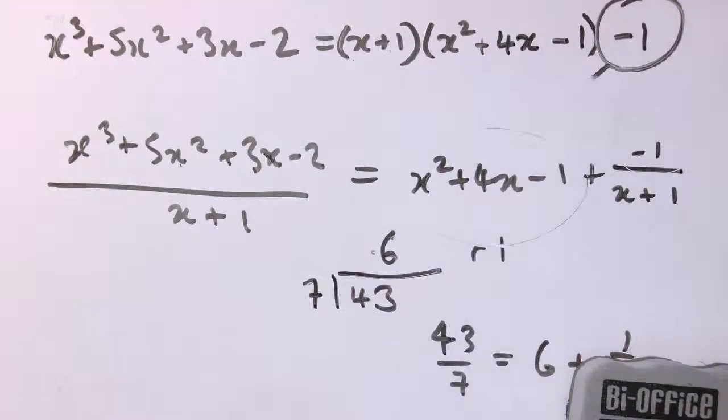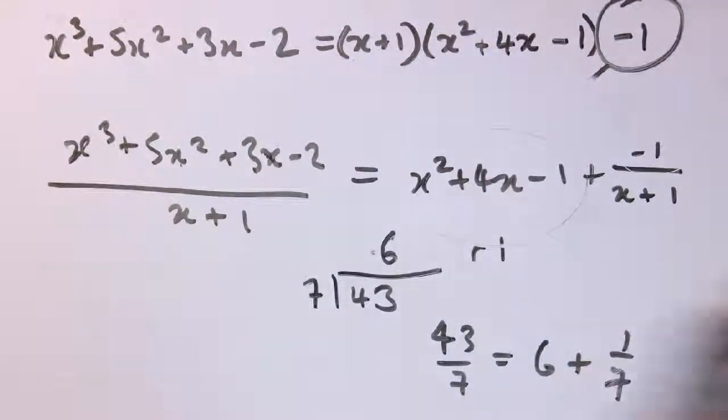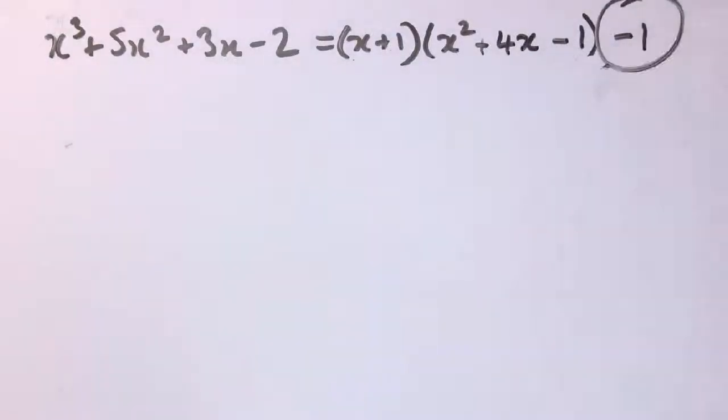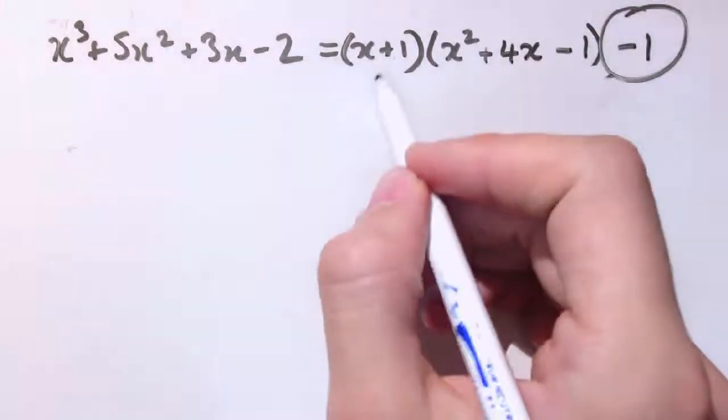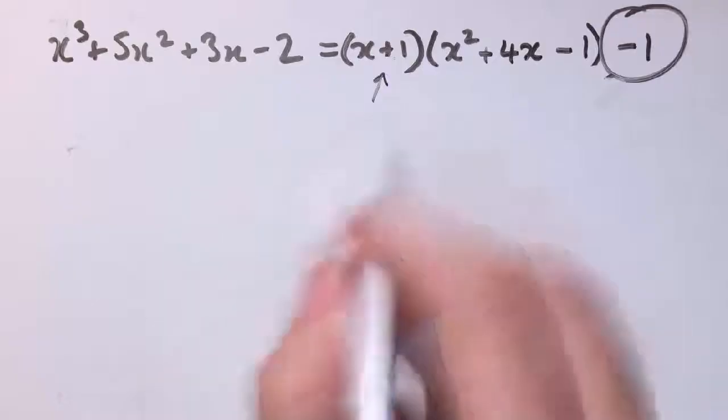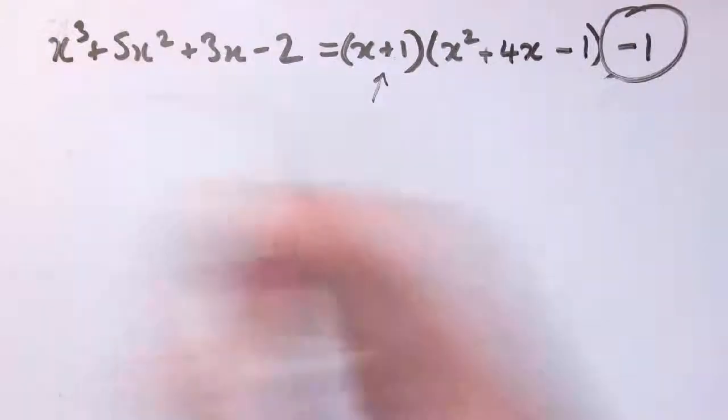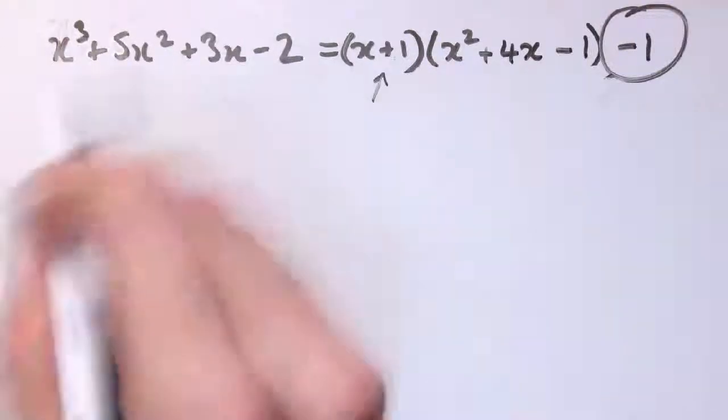Okay, so the question is now, what's the significance of this minus 1? This is a lot of motivation. So it's about time I told you what the remainder theorem actually says. Now, here's my x plus 1, and I've divided by x plus 1. Now for the factor theorem it said I could put minus 1 in here and I'd get 0.